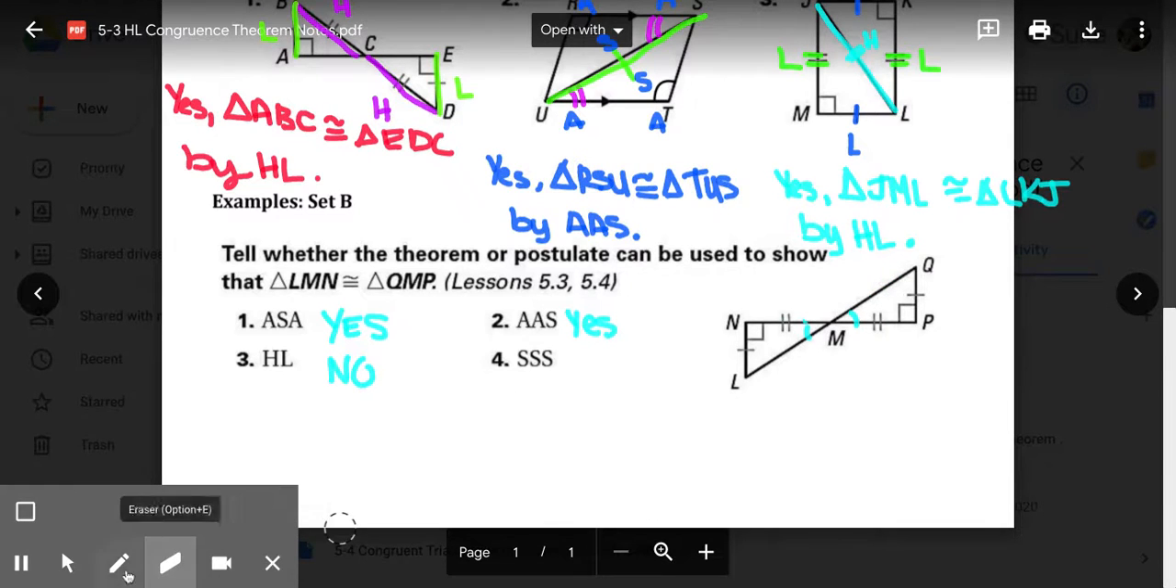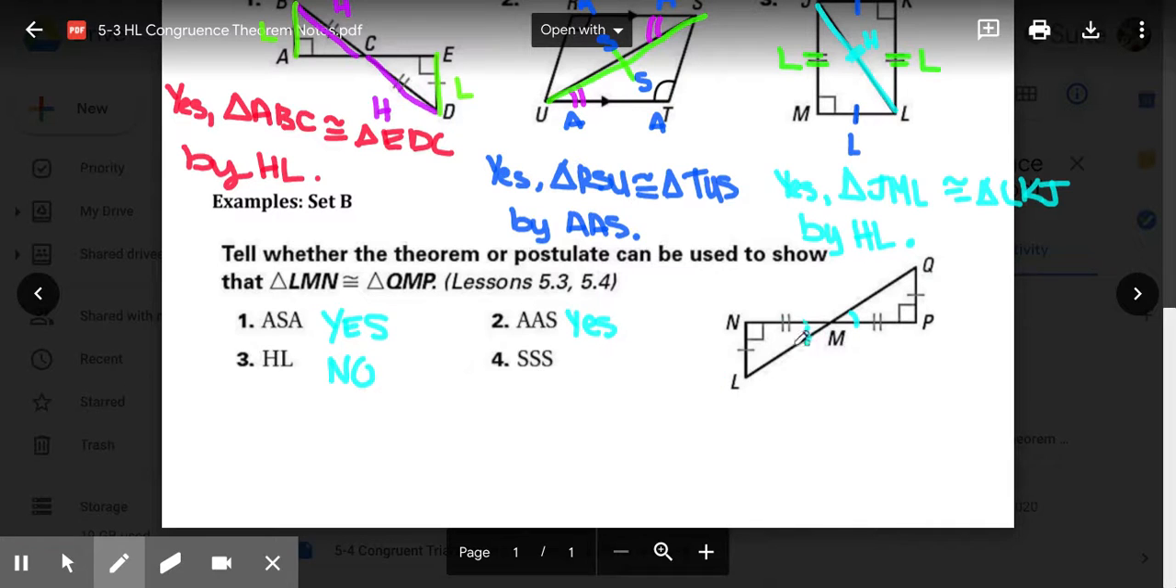All right, let's look at the last one. The last one is side, side, side. Okay, again, I have two sides marked, a side, and over here a side and a side, but is the third side marked? No, it's missing. So that one's going to be a no.